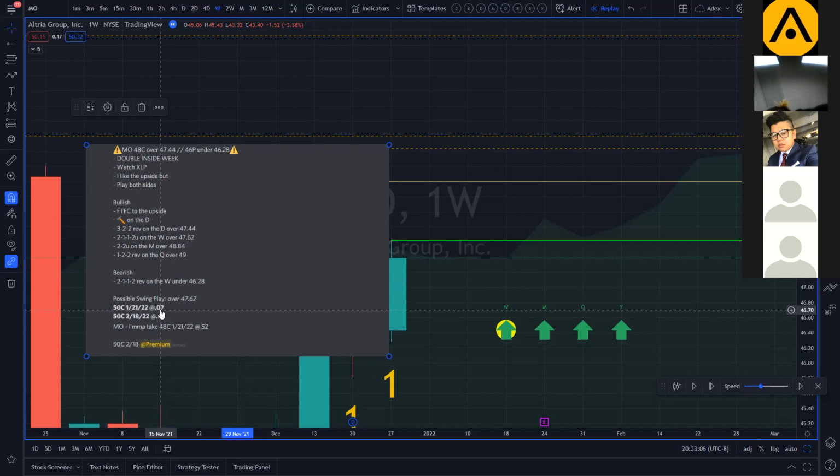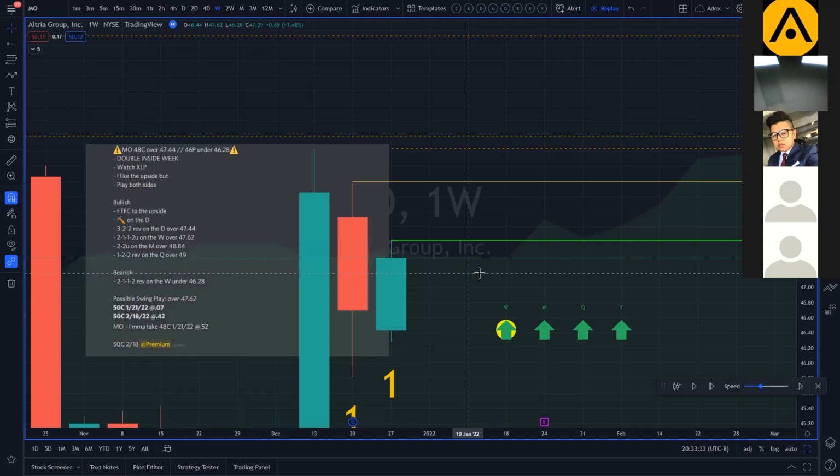You could have loaded on this. You could have bought 100 cons, 200 cons, 300 cons, 400 cons, depending on your account size. There's some plays where it's a 6 cent play and it's going to go to $6. Not actually, but you know what I'm saying? And this was what it was, 7 cents. Possible swing play. I took the 48 calls to 121.22s, and I also took the 50 calls 218s, right?